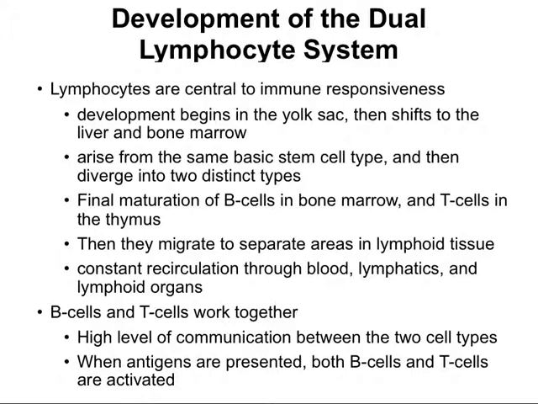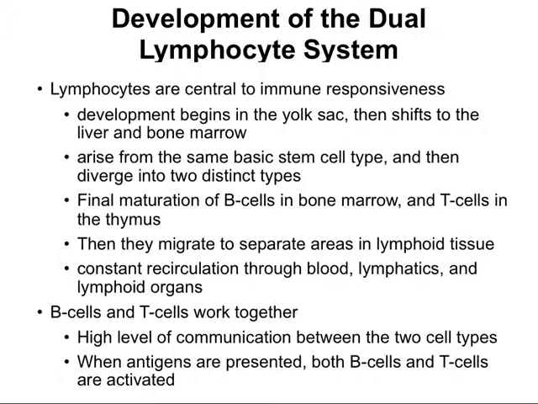Once they've become mature, they migrate to separate areas within lymphoid tissue. So they may both go to the lymph nodes or to the spleen, but they'll reside in separate areas of that organ. And it's not that they stay there entirely, because there's constant recirculation through the blood and the lymphatics as they circulate through the system and the lymphoid organs. B cells and T cells work very closely together in the immune responses. There's a high level of communication between the 2 cell types. In fact, one cell type may influence how the other cell type acts.